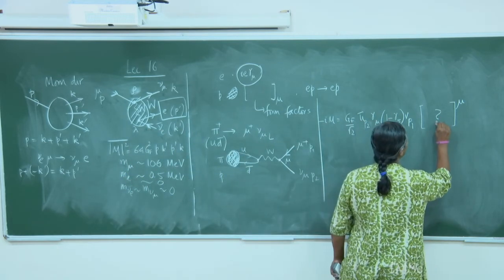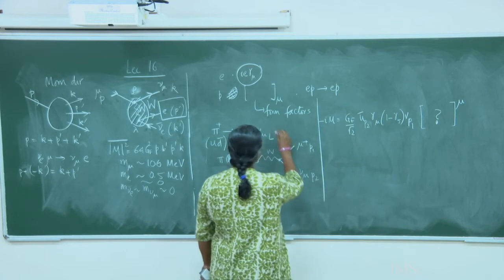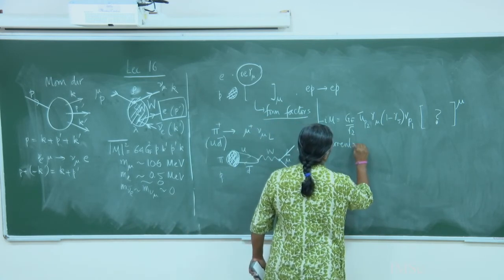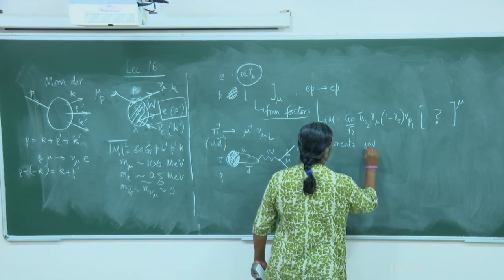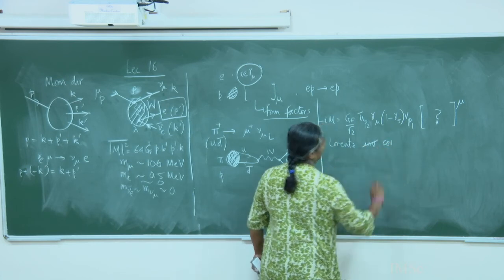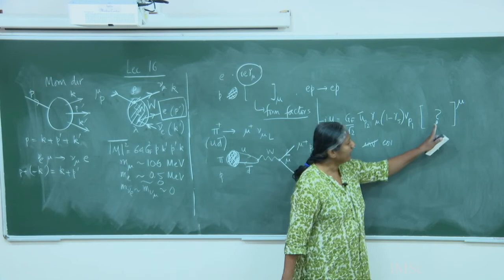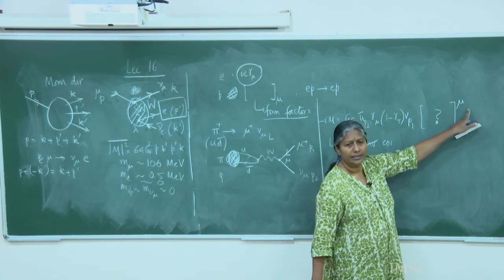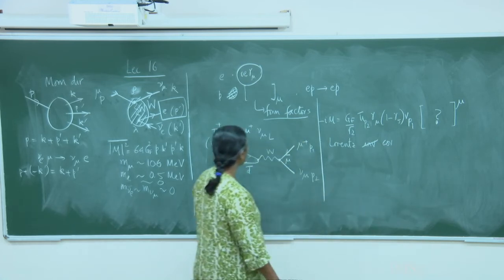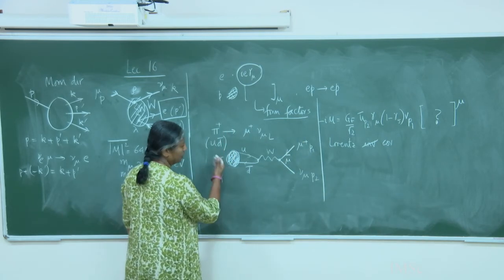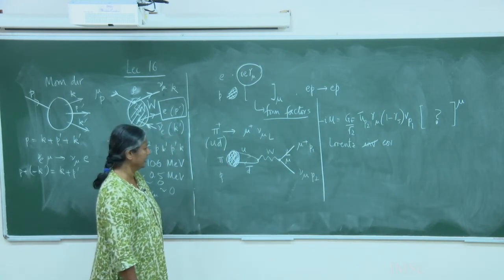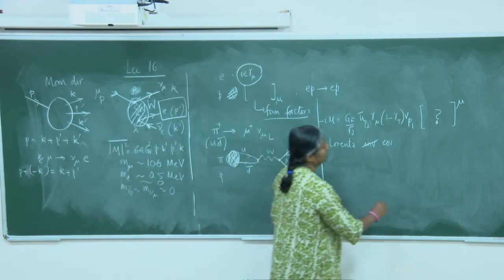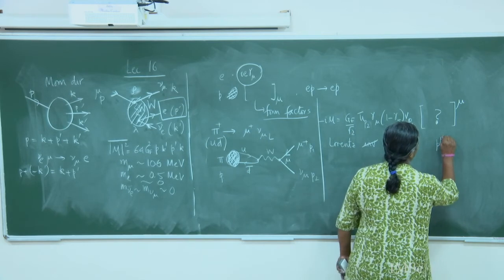So the way in which such form factors are set up is to appeal to Lorentz invariance or Lorentz covariance actually. I must be able to write any object here which has this index mu. What are all the vectors available to me? This is a pseudoscalar, so there is no spin associated with it. So the only vector associated with this is P. So only thing I can write is P mu.